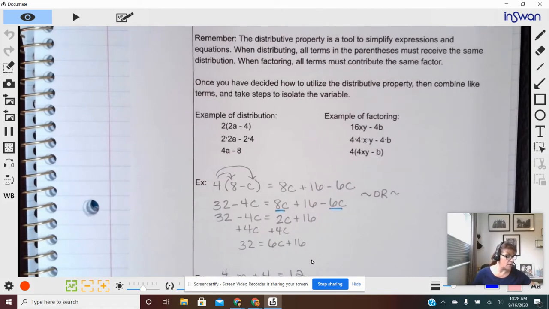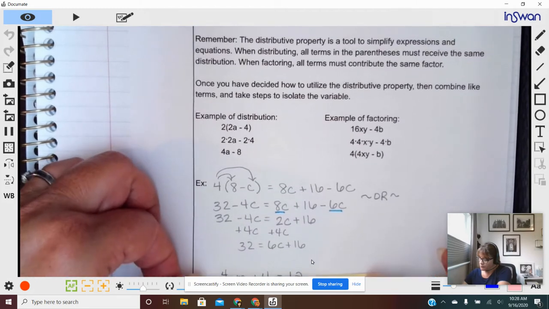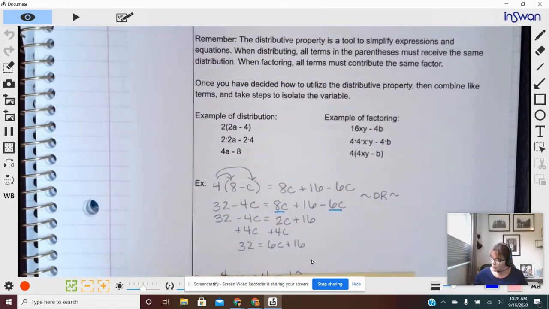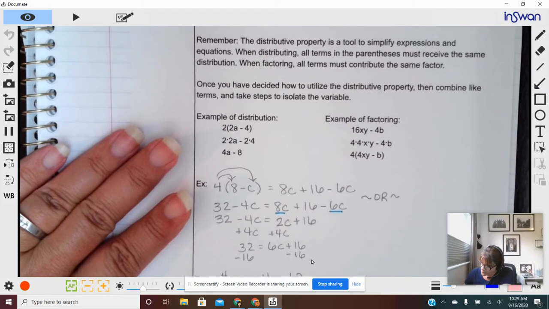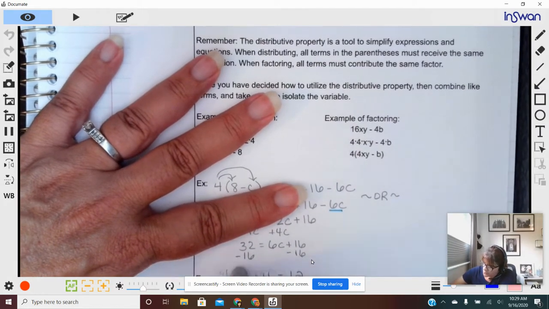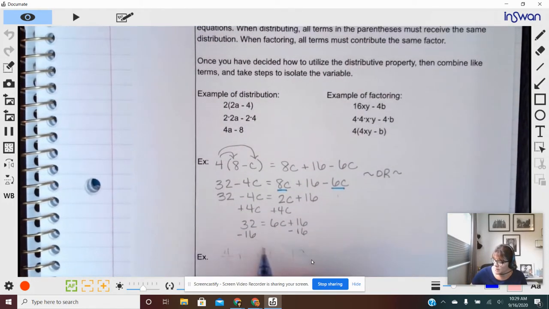And I'm going to go ahead and make some more room for us on this. Hold on for me just a moment. There we go. Okay, and then if I combine like terms again, I get subtract 16 from both sides. That is not going to work. So I am going to move this down. I apologize for this glitch. Now, here I have 16 equals 6C.